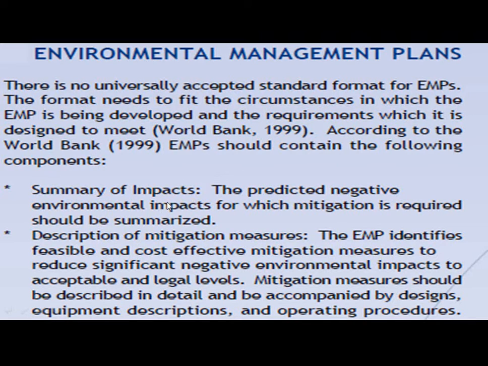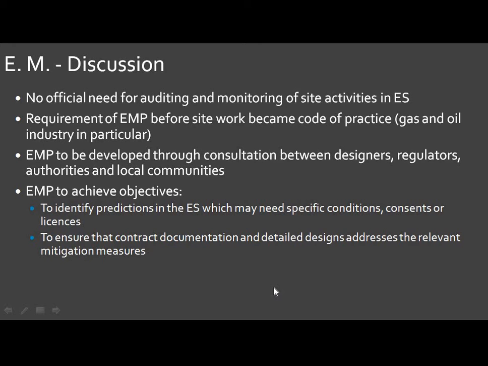Summary of impacts, especially predicted negative impacts. Then description of mitigation measures, what mitigation measures are being taken. These should be described in detail and accompanied by designs, equipment descriptions, operating procedures, all this. Then EM discussions. There is no official need for auditing or monitoring site activities in the ES, but there is an official need for that in the EMP, the environment management plan, before the work becomes a code of practice, in the gas and oil industry in particular. So it is definitely necessary. Not that somebody comes and audits every time, but this document should be prepared.